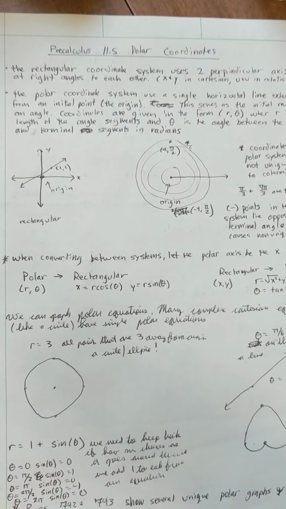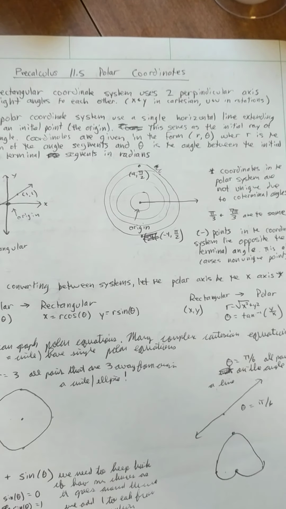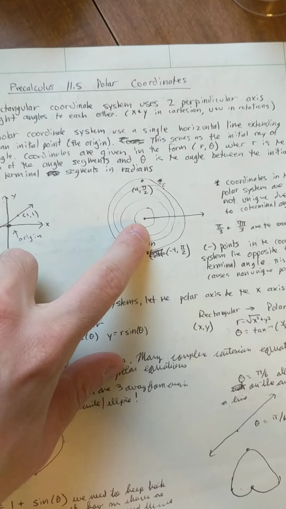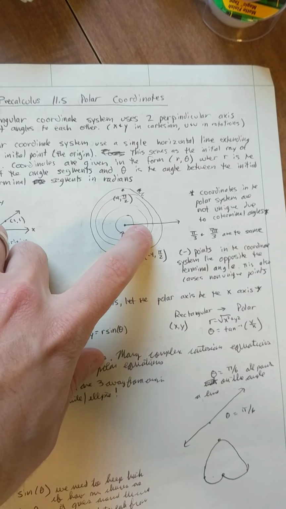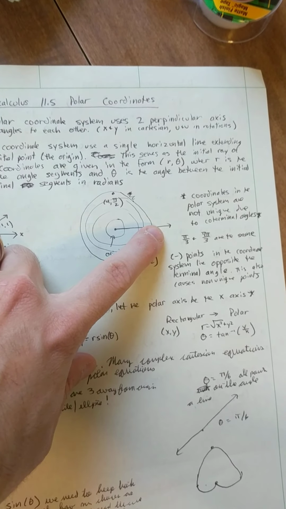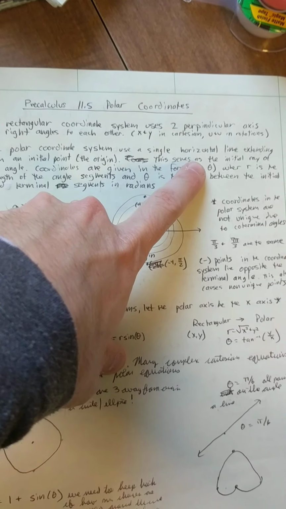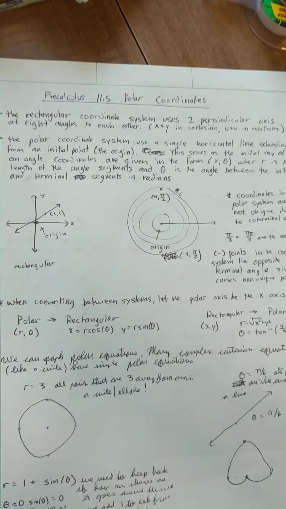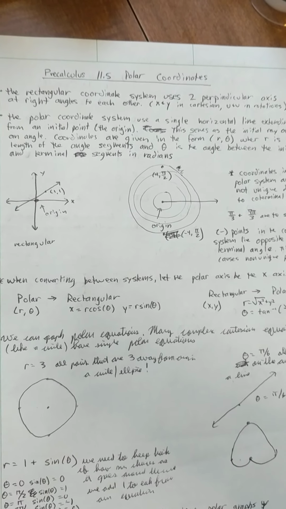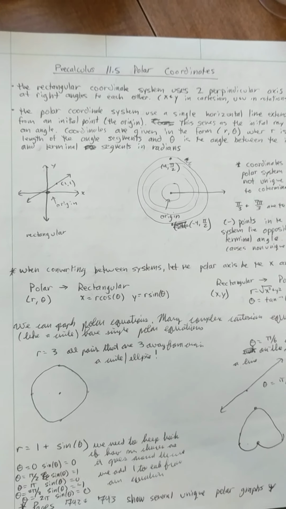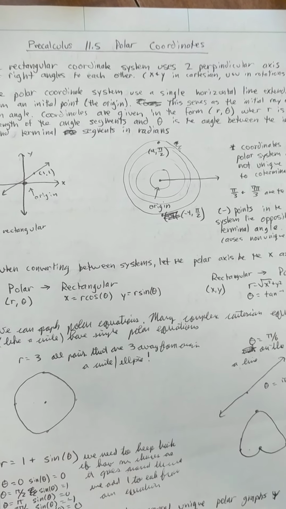So in the polar coordinate system, we're going to start with a point that's going to be called the origin, where they're going to have a horizontal line extending out from the origin. Instead of x and y, our variables are going to be r and theta. You may have seen these before from our discussion on polar form of vectors. This is what it ties into.